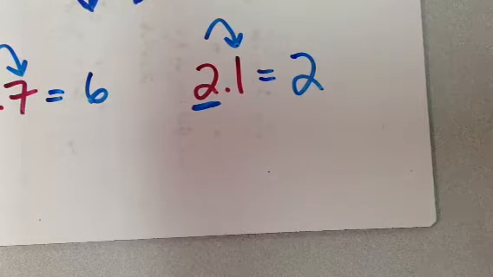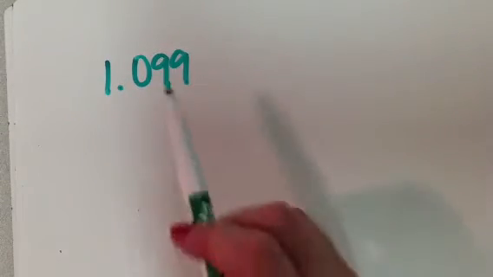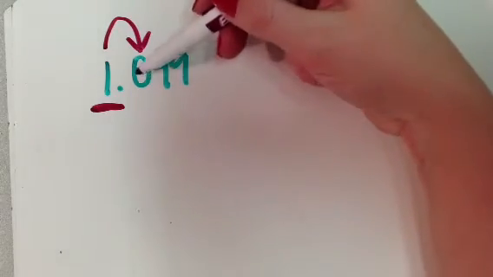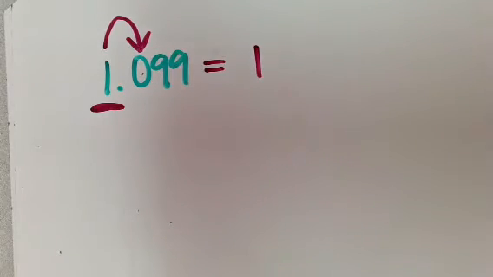This same thing keeps happening even if I have a bigger number. Let's look at a bigger number here. I have 1.099, 1 and 99 thousandths. I want to round this to the nearest whole number. Even though it's got junk over here, I'm only looking at that spot. What's in that spot right there? It's a 0. So that means rounding to the nearest whole number is going to be 1.